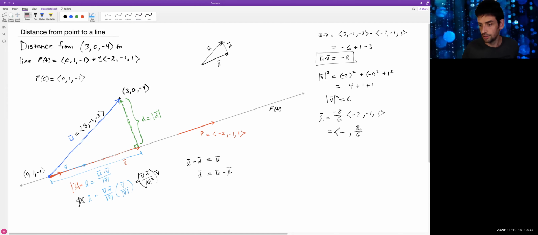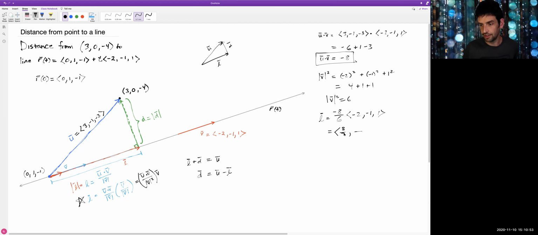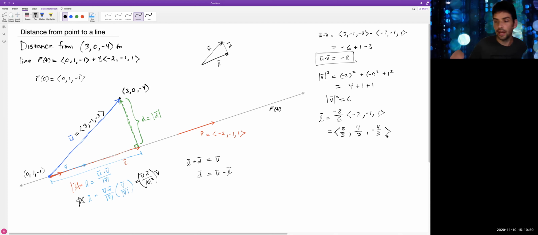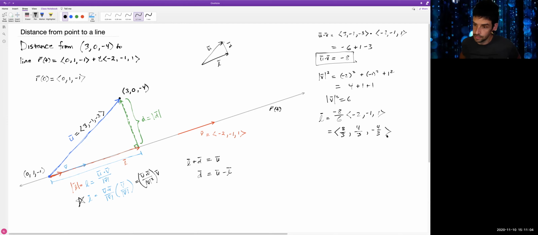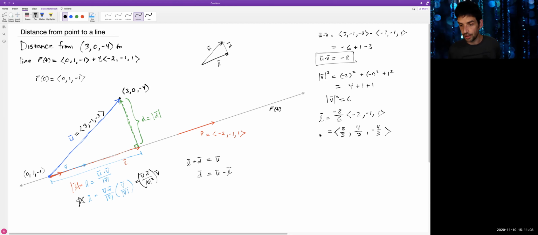Sorry, I guess the first one I can't reduce. 8 thirds. This one is 4 thirds. This one is negative 4 thirds. Okay, that looks like the correct values. Okay, so that's L.